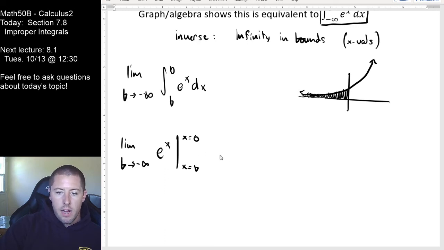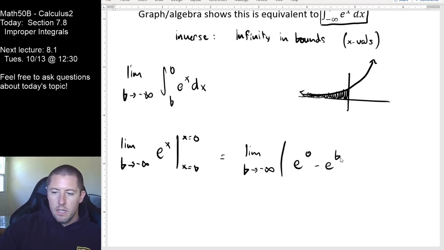And in this case right here, we did our integration. We got e to the x. So we should be getting our upper bound minus our lower bound. So limit as b goes to negative infinity of e to the 0 minus e to the b. And that's going to be giving me limit as b goes to infinity of 1 minus e to the b.